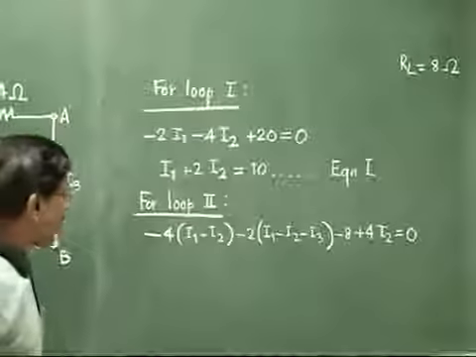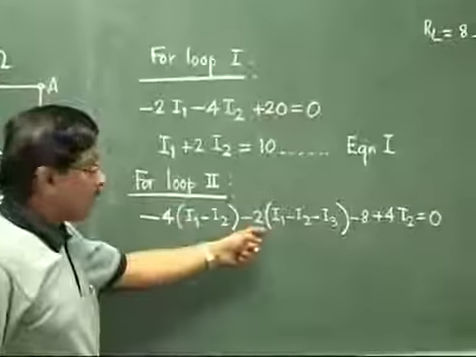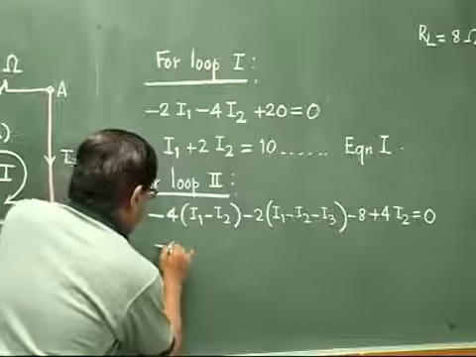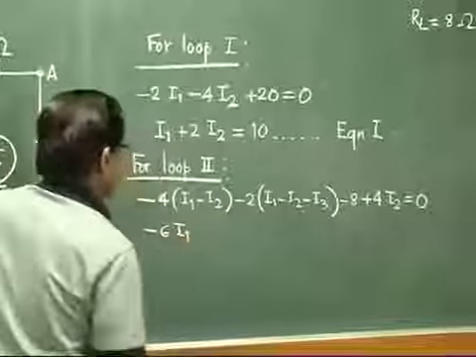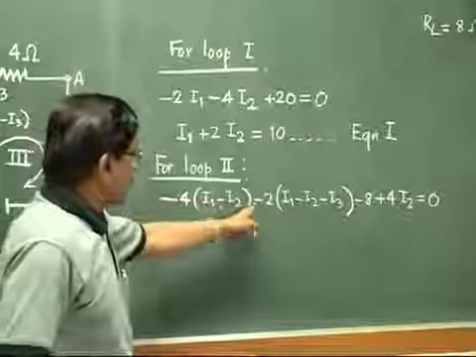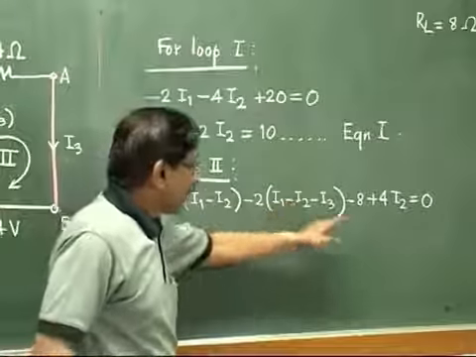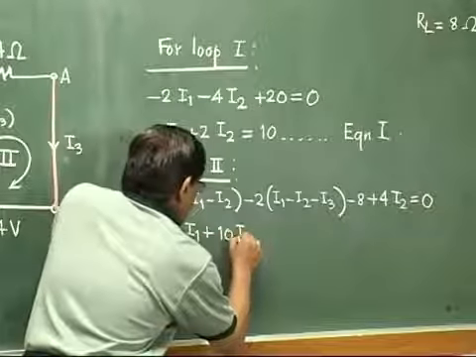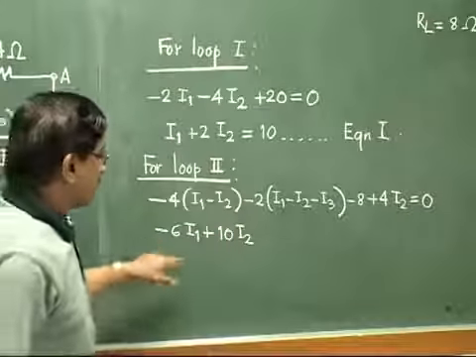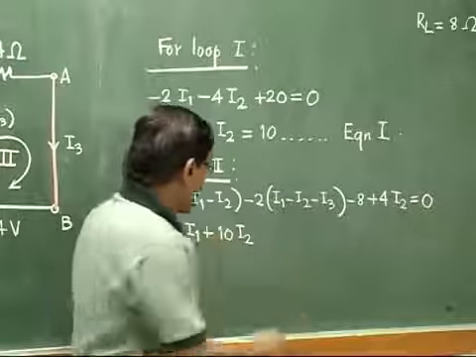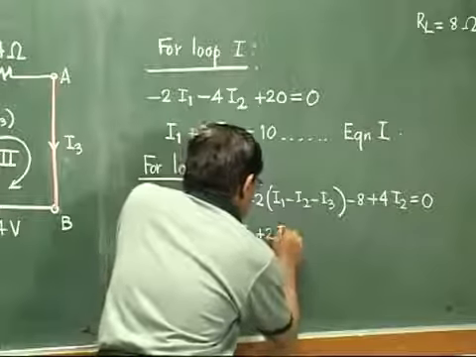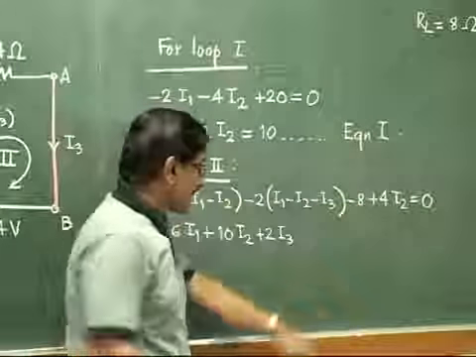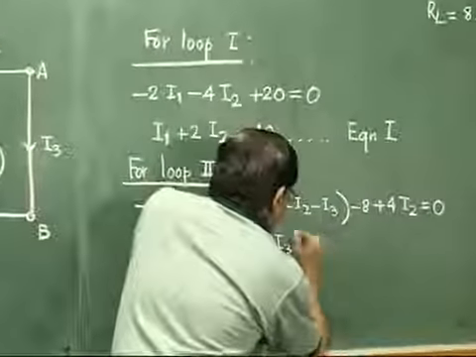Let us compile all the I1 terms. Minus 4I1, minus 2I1 is minus 6I1. Those are the I1 terms. So minus 6I1. Then plus 4I2, plus 2I2, plus 6I2, and plus 4I2. So that will be plus 10I2. Then the I3 terms. It is plus 2I3. That is the only term. So plus 2I3. And then this constant 8 we can take to the other side. So this will be equal to 8.